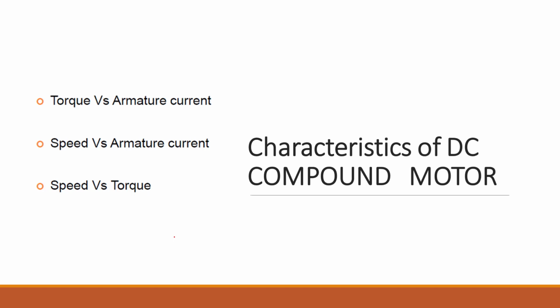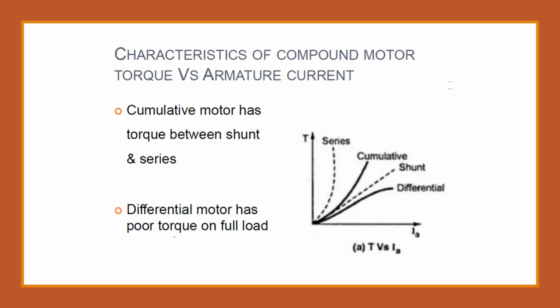In these categories, according to the field winding connection, we can classify the compound motor into differential compound motor and cumulative compound motor. For the characteristics of the DC compound motor, we are going to discuss torque versus armature current, speed versus armature current, and speed versus torque characteristics. The first two are the electrical characteristics and the last one is the mechanical characteristic. Let's start with the electrical characteristics. The first one is torque versus armature current.